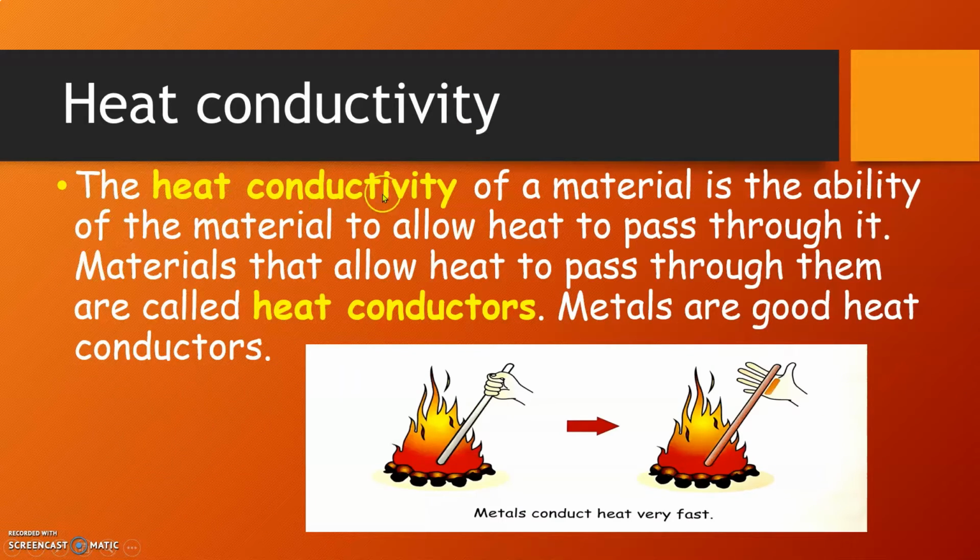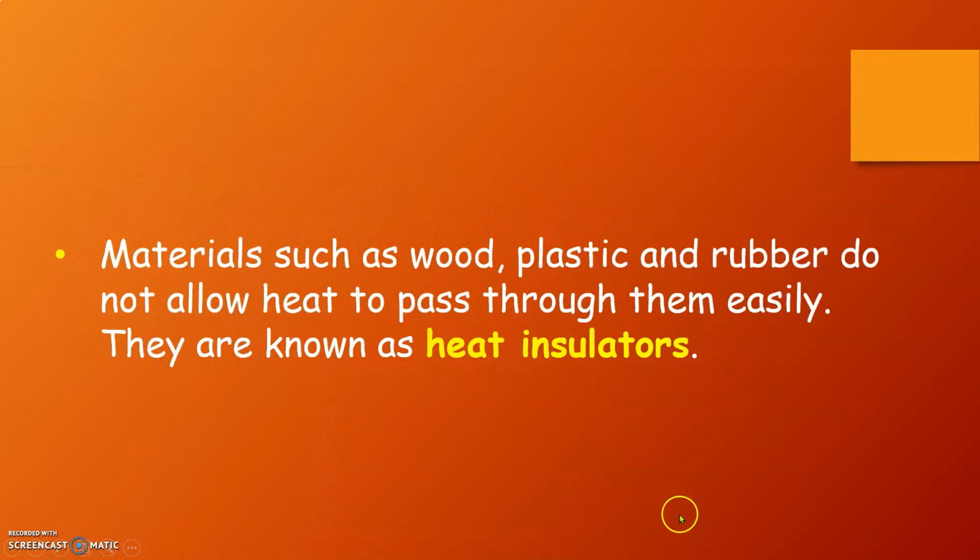Heat conductivity of a material is the ability of the material to allow heat to pass through it. Materials that allow heat to pass through them are called heat conductors. Metals are good heat conductors. Materials such as wood, plastic, and rubber do not allow heat to pass through them easily. They are known as heat insulators.